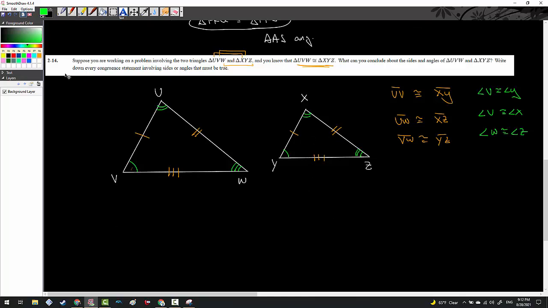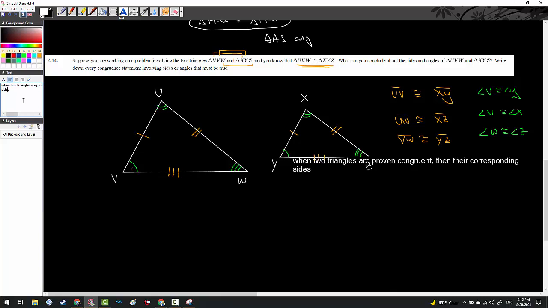Let's go and get that in our notes because I like that. So when two triangles are proven congruent, then their corresponding sides and angles are also congruent.